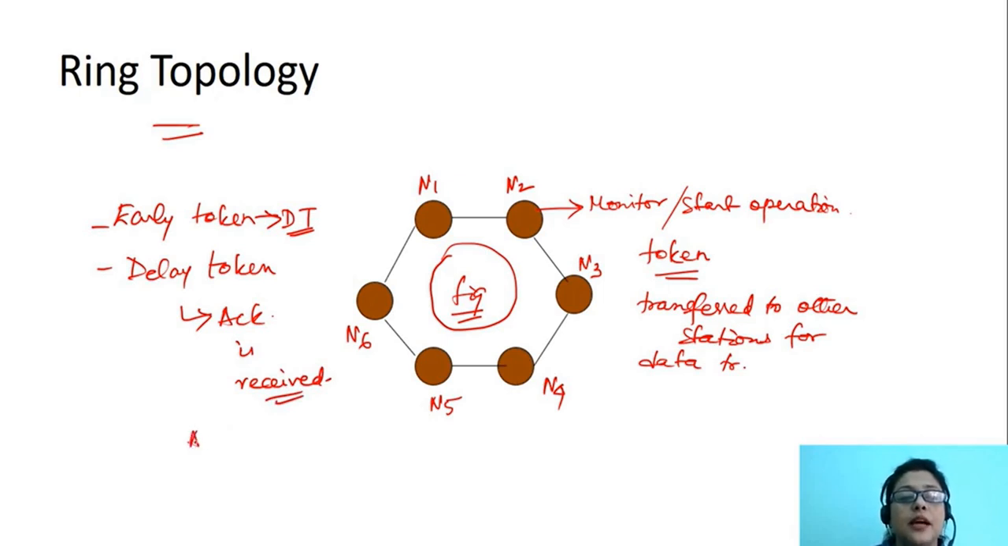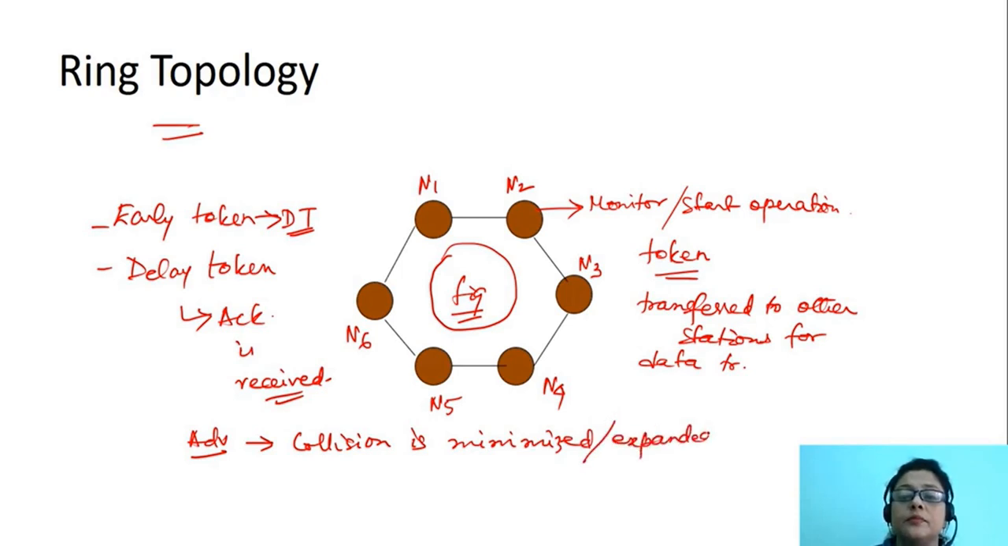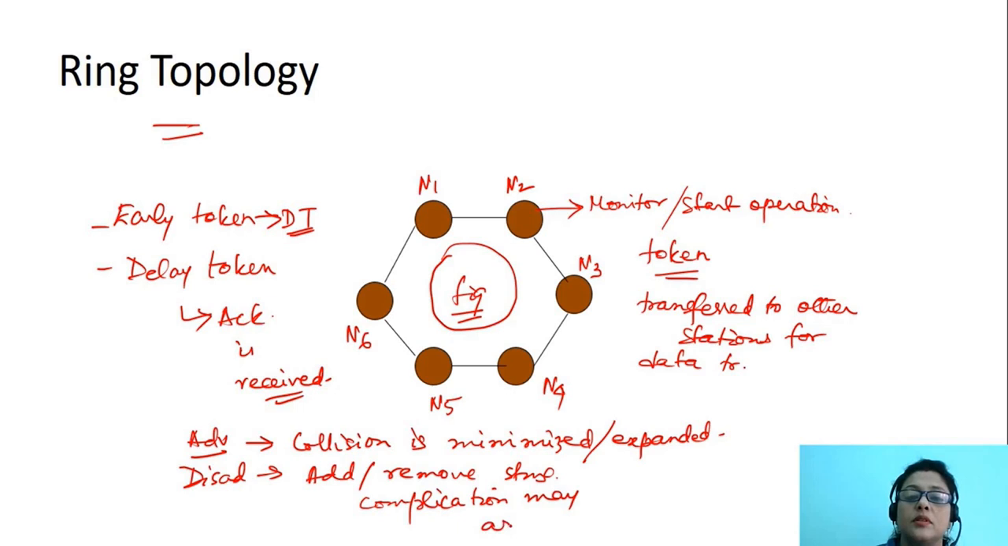So this type of network has the advantage that collision is minimized and it can be expanded. But the disadvantage is that if we want to add or remove stations, then complications may arise. And it is easy to install and maintain. So cost is also less.